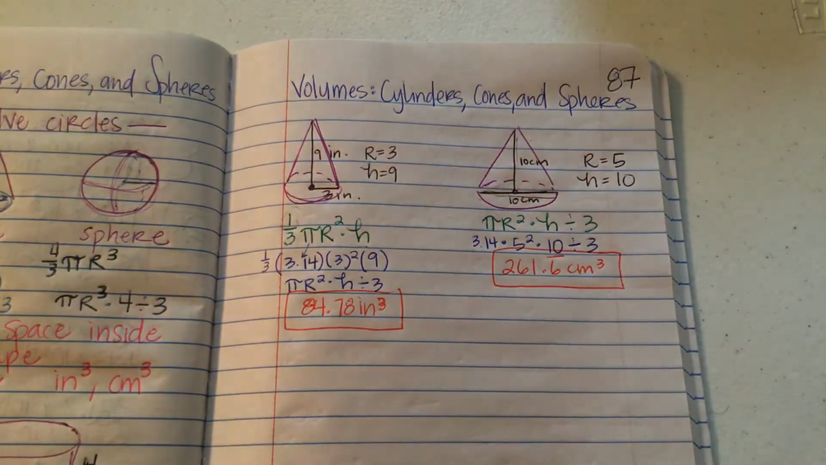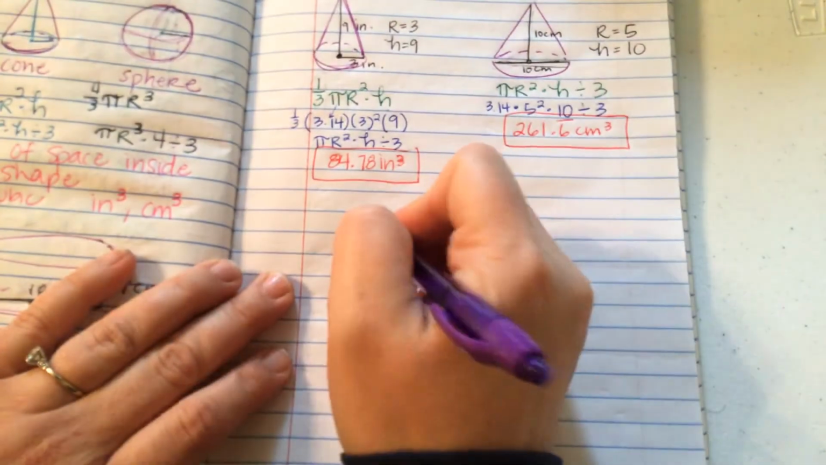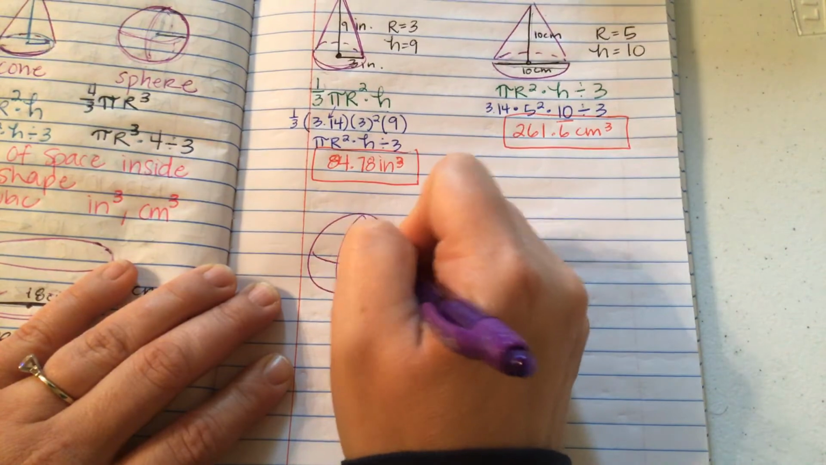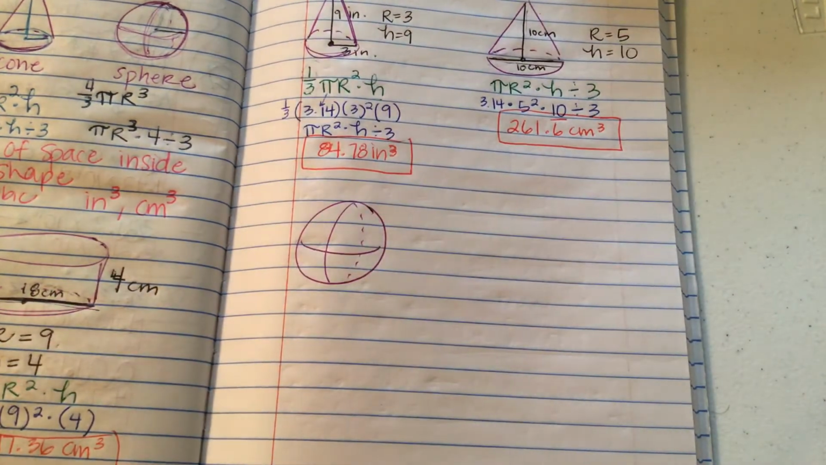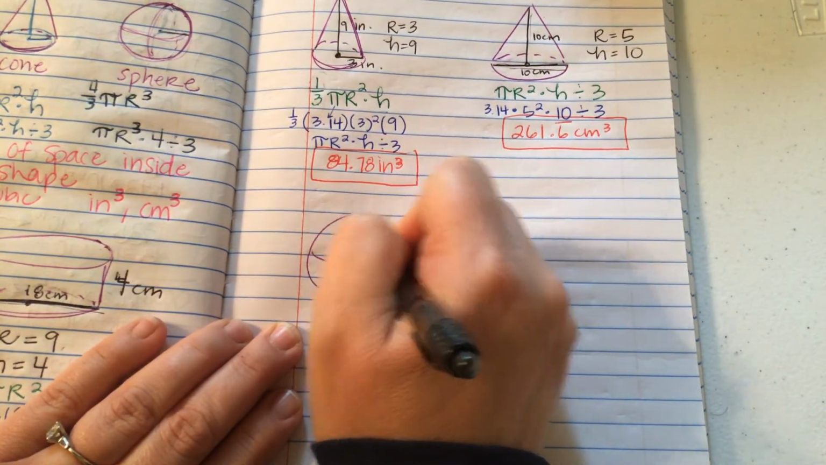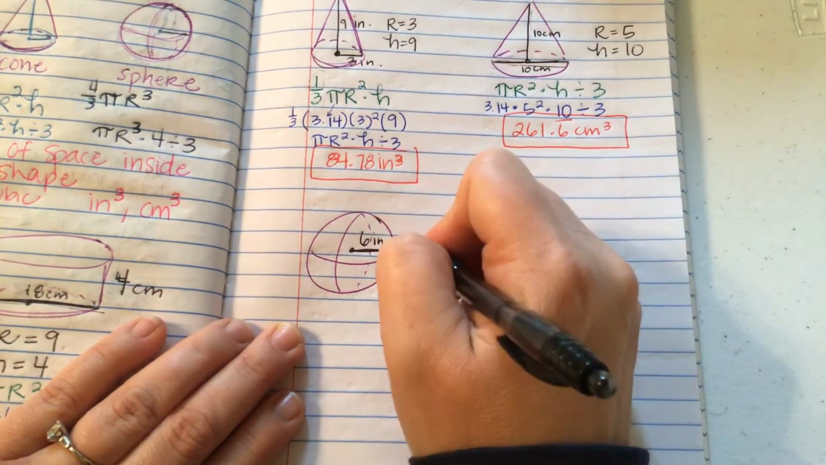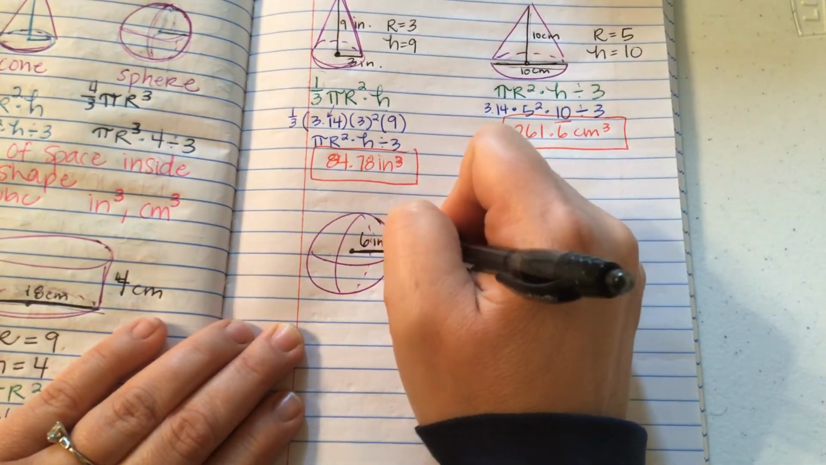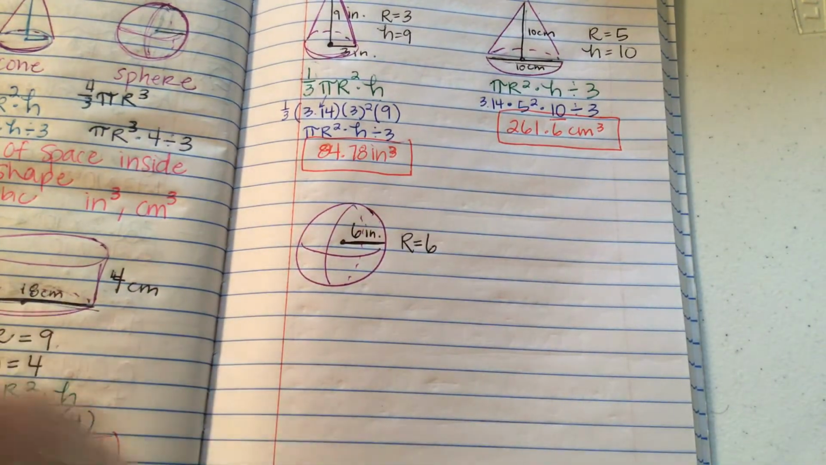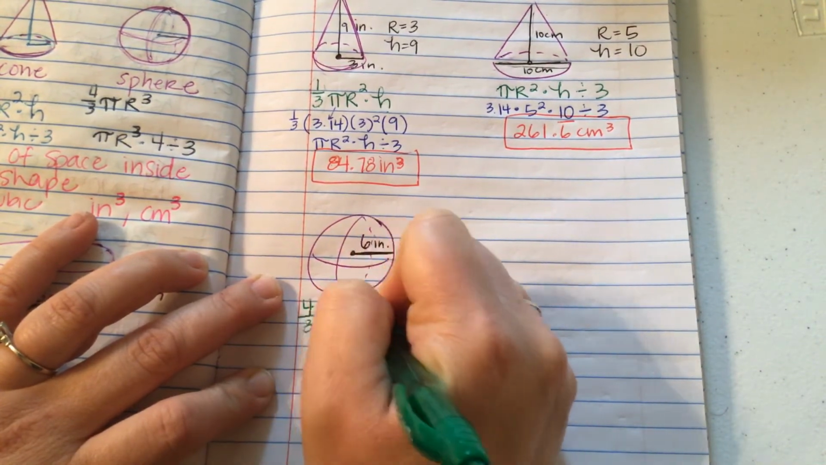All right, on to spheres. So we have a sphere. And in a sphere, the only measurement we typically get is the radius. Let's go with this one is 6 inches. There's no height to a sphere. There's just the radius, which in this problem is 6. The formula is 4/3 pi r cubed.